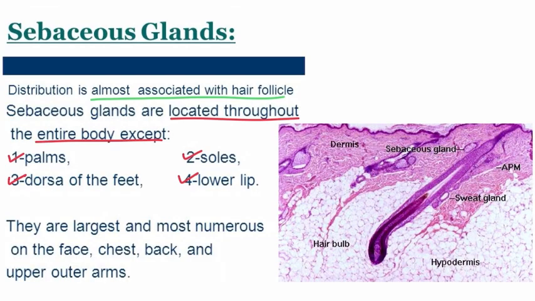Now, the third type of gland which we have seen is sebaceous gland. They are almost always associated with hair follicle, and pour their secretion in the hair follicle. So remember, they are located throughout the body except for the palm, sole, dorsum of feet, and lower lip. So you can appreciate this on this slide.